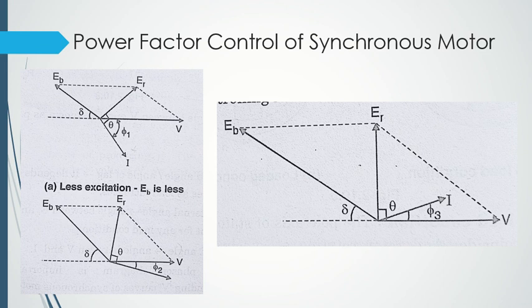So let's try to see it with the help of these phasor diagrams. See, the phasor diagram above here is showing less excitation. Here is my V, and here we are having less excitation. Less excitation means there is a less amount of load connected, which means my load angle will be less, which means EB will be somewhere here, right?